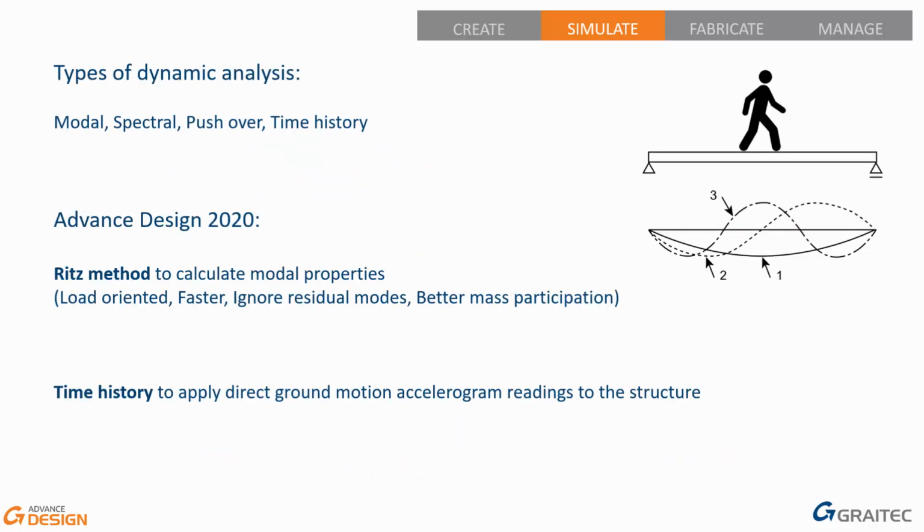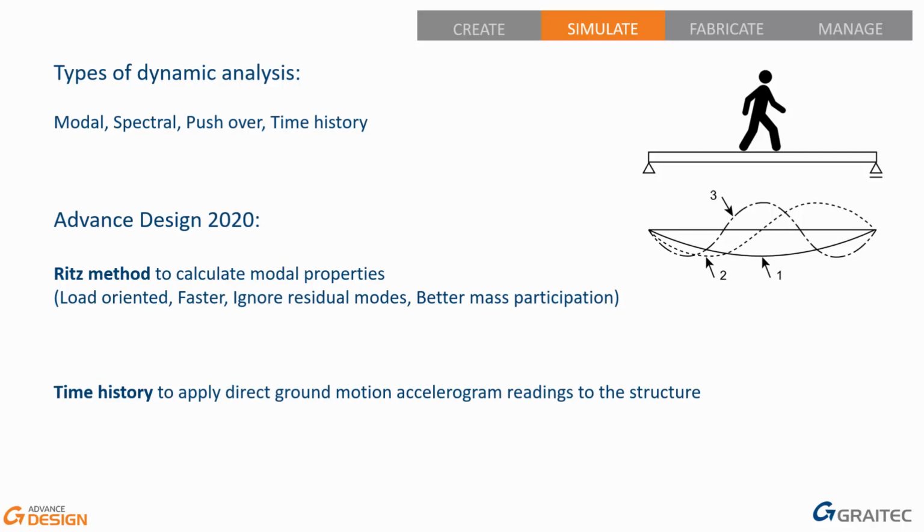What types of dynamic analysis do we have? Normally we have many of them, but the main ones are modal analysis, spectral, pushover, and time history analysis. These are the main four types of studies that we normally do for structures. In Advance Design 2020, just to let you know, we have two main new features that we have implemented.